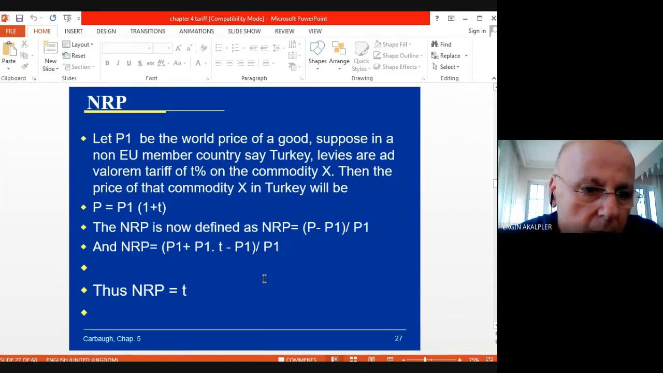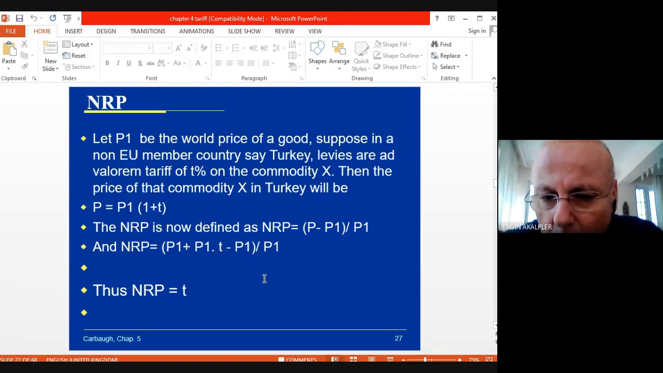The nominal rate of protection is, of course, supposed to be a unique percentage of tax which is included in the prices. Therefore, let's suppose we have P1 as the world price of any good, and suppose a non-EU member country, let's say Turkey, levies an ad valorem tariff of T percentage on the commodity X, then the price of that commodity X in Turkey will be P = P1(1 + T). Therefore, the nominal rate of protection is now defined as (P - P1) / P1.